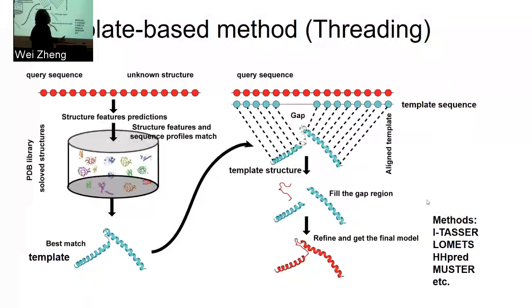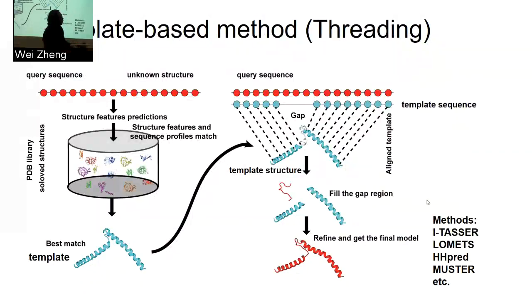Then the coordinates of the residue in the template will be copied to the query amino acid as the predicted coordinates for this residue. Then you will find that in some regions there will be some gaps aligned between the template and query sequence. In template-based methods, a loop is used to fill this gap region. Then in the next refinement step, these two parts will be linked together and clashes removed, and so on. Then you will get the final model like this.